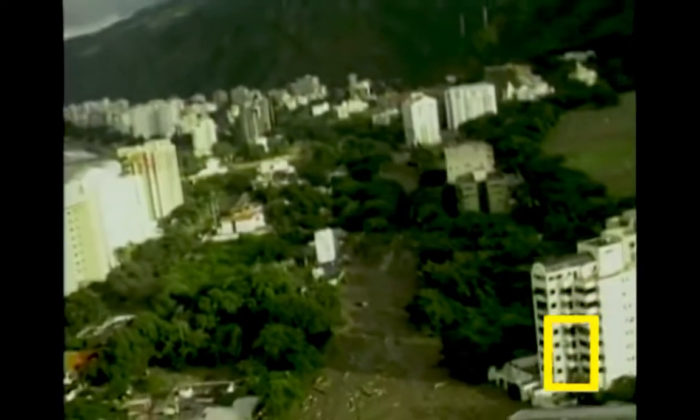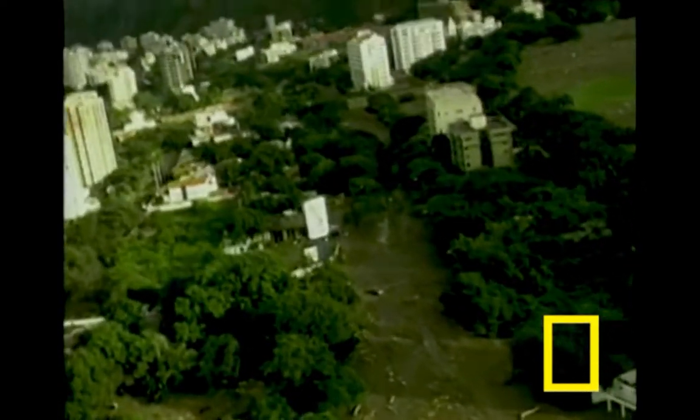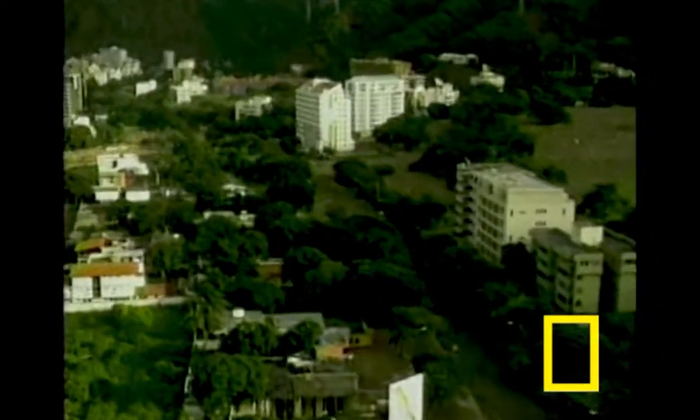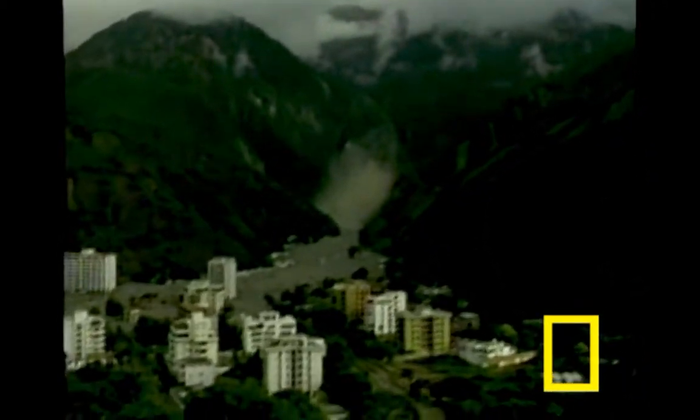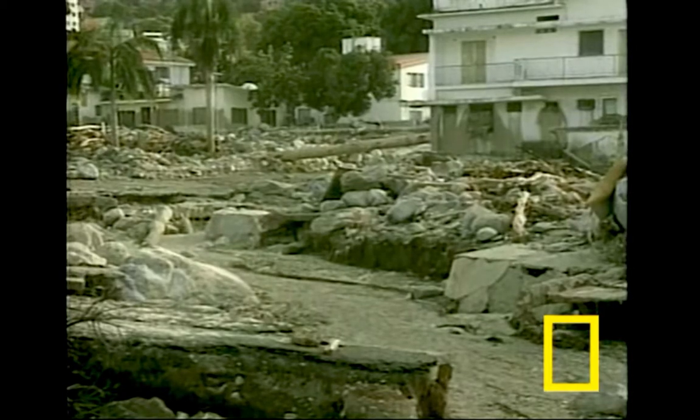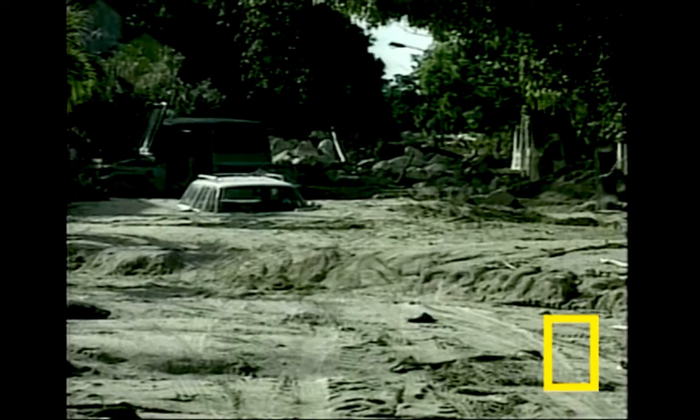The following year in Venezuela, torrential rains triggered widespread landslides across a 25-mile-wide strip of coastline in the state of Vargas. Communities were buried under waves of mud and debris.